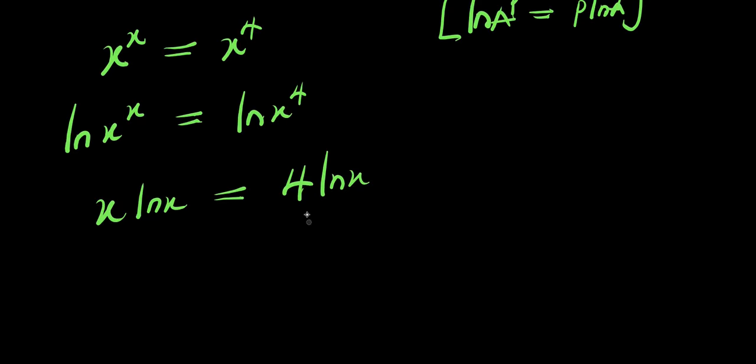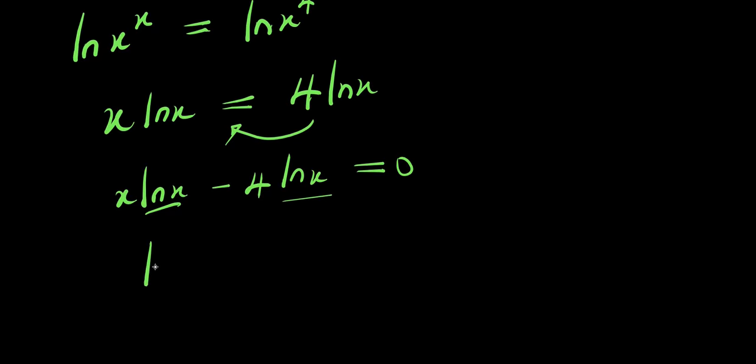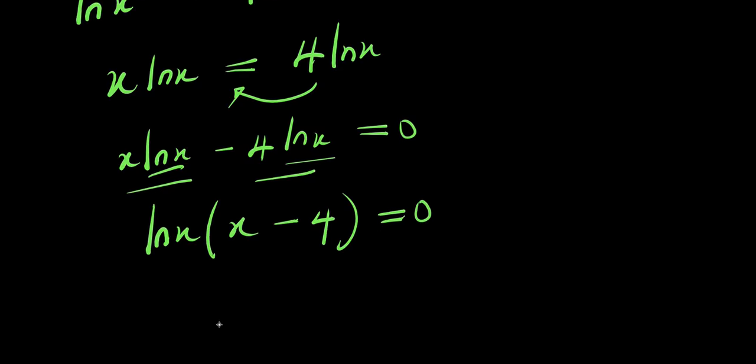Now to solve for x, I can move this over here. I have x ln x - 4 ln x = 0. I can factor out ln x. I have ln x times (x - 4), and this equals 0.